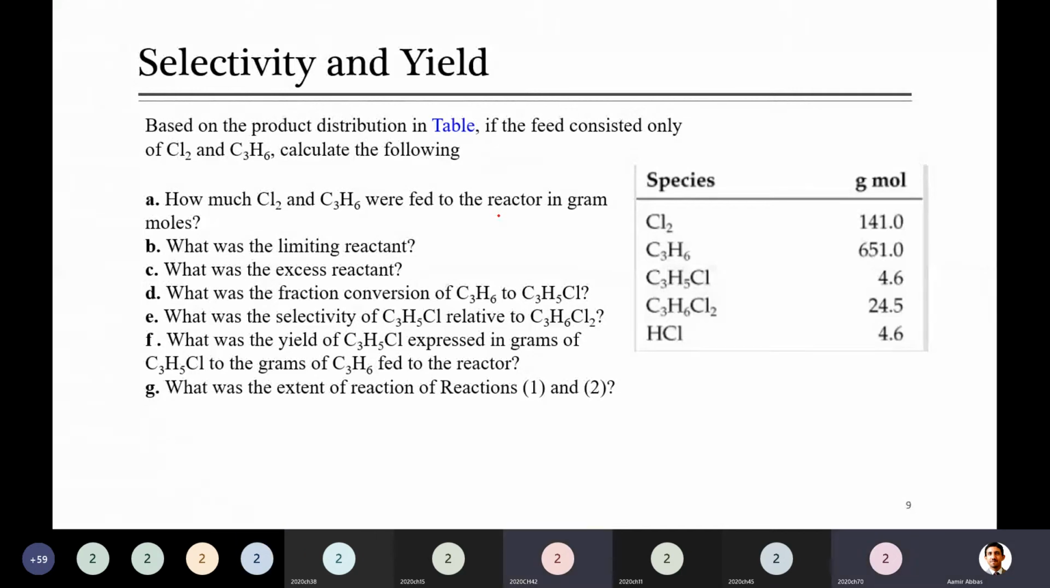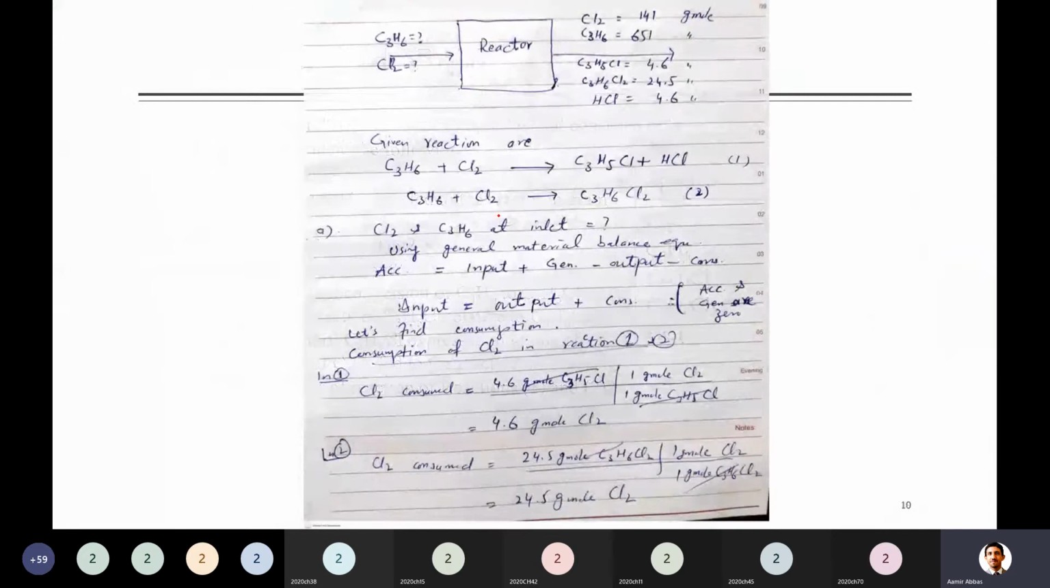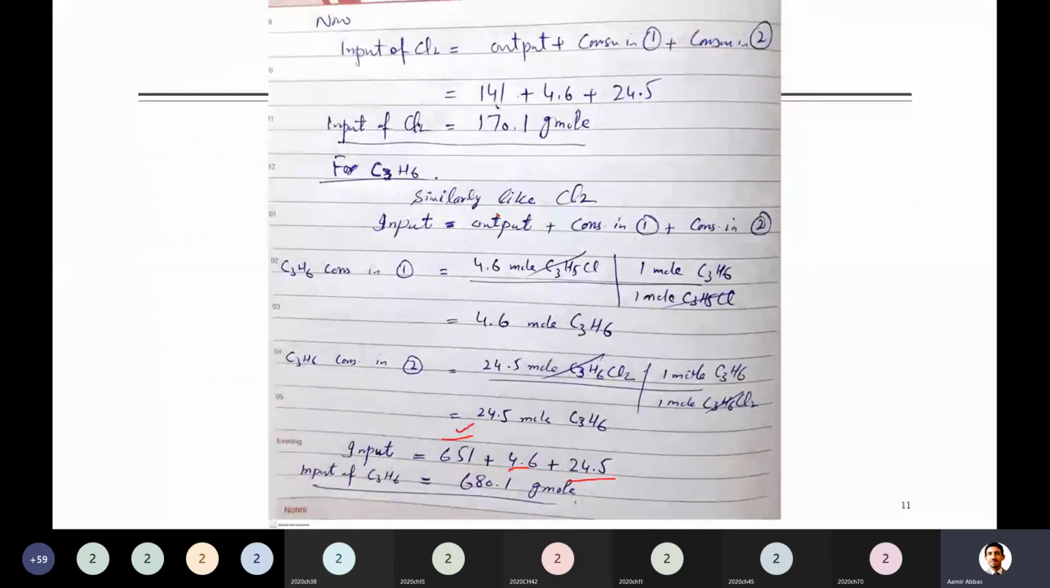Together. What we will calculate? Yes, we can calculate the maximum extent of both reactants, and from that the one which will have less value of maximum extent will give us the limiting reactant, and the other will be excess. So let's do that calculation.